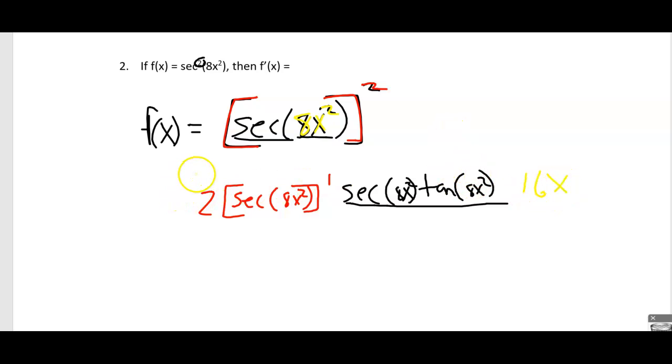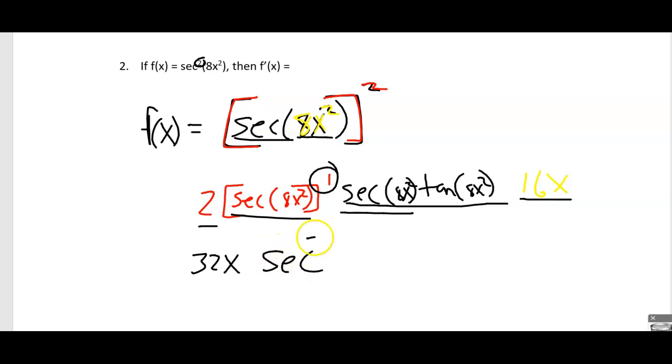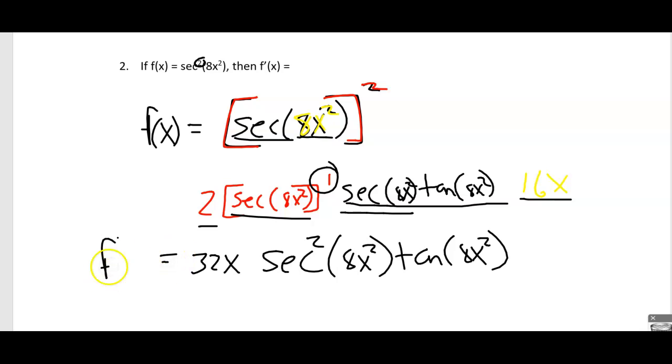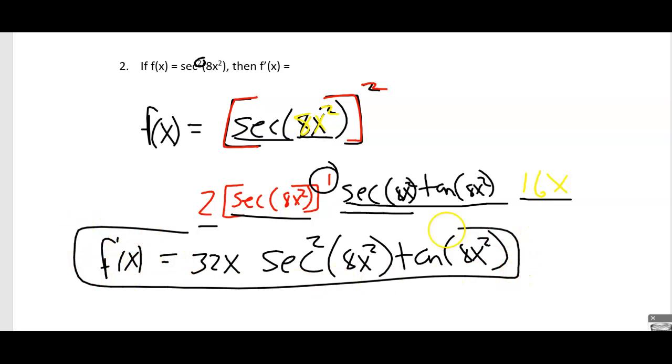Okay, and how would they put this together? Well, there's a few ways you could put this thing together, like 2 and 16x. You could put those together to make 32x. Also, since this secant is a first power and we have another secant here, we can actually put those together as a secant squared. And then we can just tack the tangent on at the end. I don't know how much you'll be able to simplify yours, but there's our derivative. All right. So let's go ahead and move on to number 3.